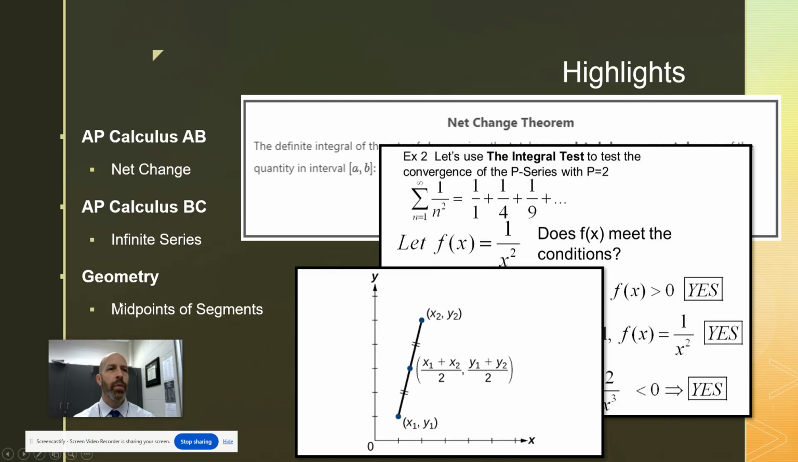And in geometry, we're going to move to looking at midpoints of segments. So here you can see I've got a segment drawn in the xy plane, and we want to find the coordinates of its midpoint. Here's the formula.